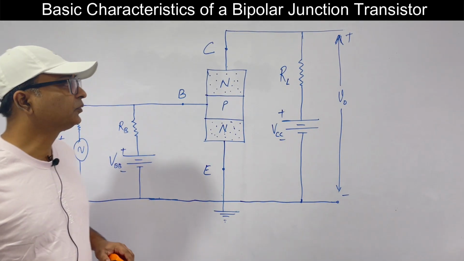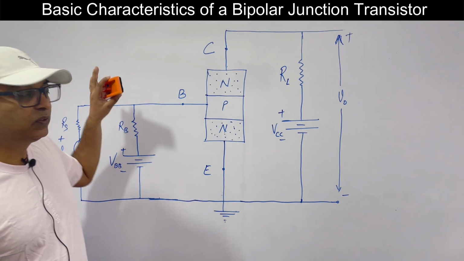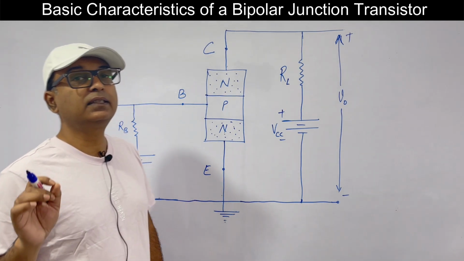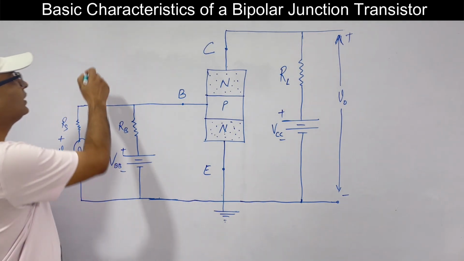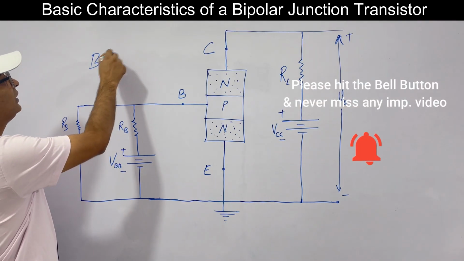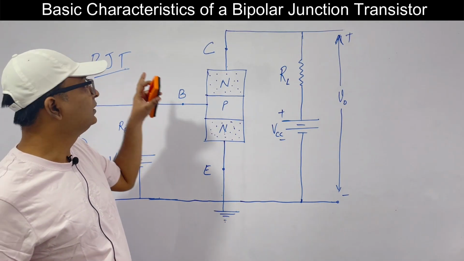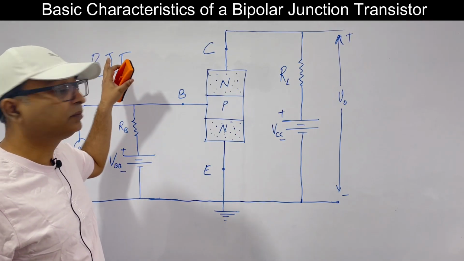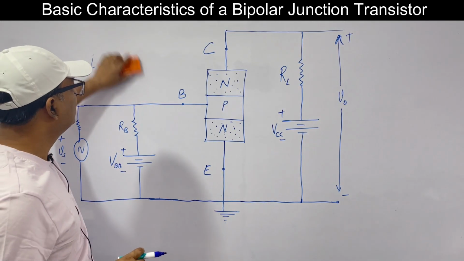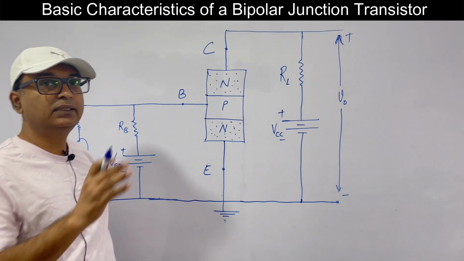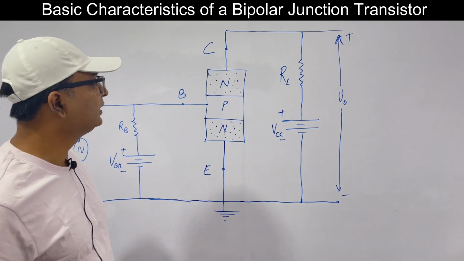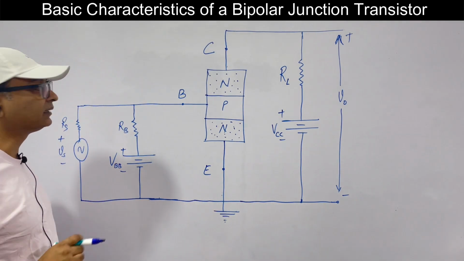Okay, so our topic for today is basic characteristics of bipolar junction transistor, BJT. We'll be studying the basic characteristics of a transistor, essentially a bipolar junction transistor. You must have studied the semiconductor physics behind BJT. So we'll start with the characteristics.